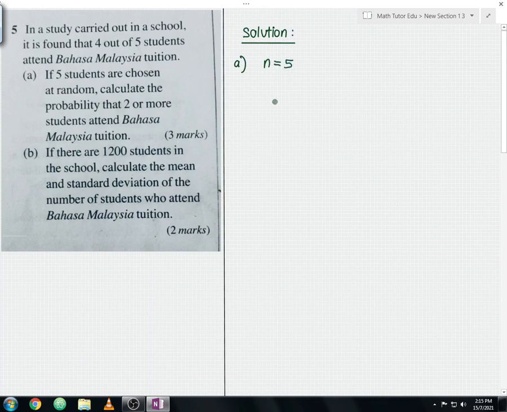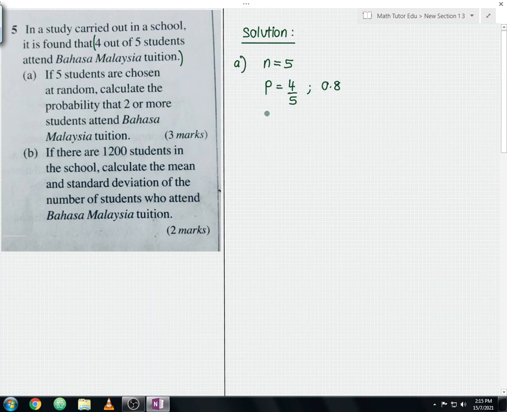Next, proceed to find the probability of success P. Take a look at the first statement over here. In a study carried out in a school, it is found that 4 out of 5 students attend Bahasa Malaysia tuition. So this will be our probability of success, where P is equal to 4 over 5. You can write it as a fraction, or if you wish to write it as a decimal, you can also, where P is actually equal to 0.8. Either way it is acceptable, guys.